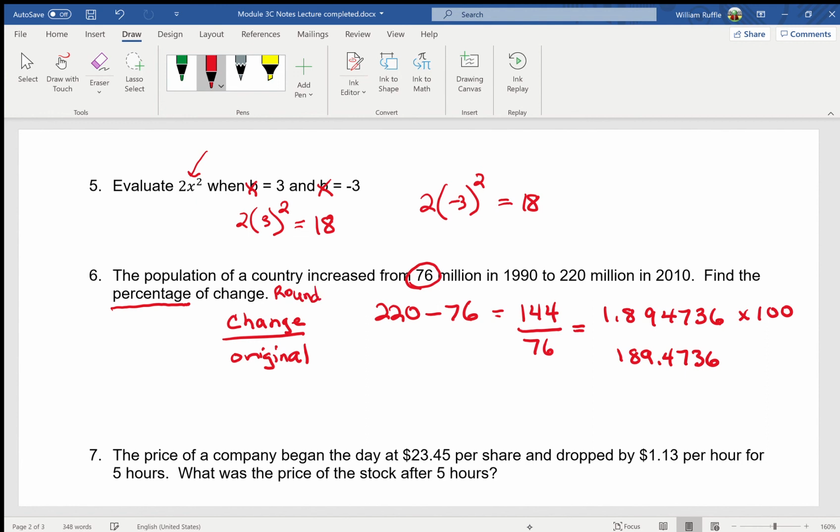Round, I'll put this extra in here, to the nearest tenth of a percent. So to remind you of our rounding, here's the nearest tenth. There's a 7 next to it, so this is 189.5%. Now if I said the nearest hundredth, then 7 would be it, so it would be 189.47%. But since I made up my directions at the last second, that's going to be the correct answer.